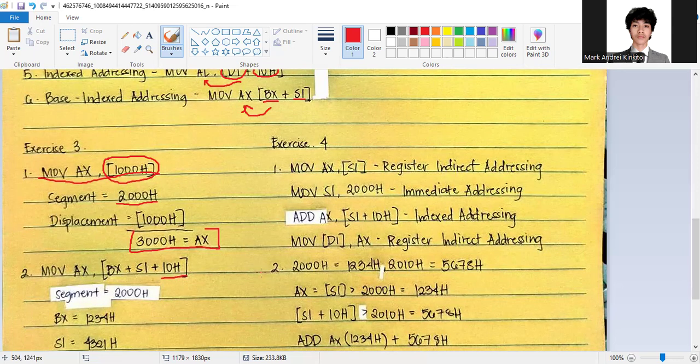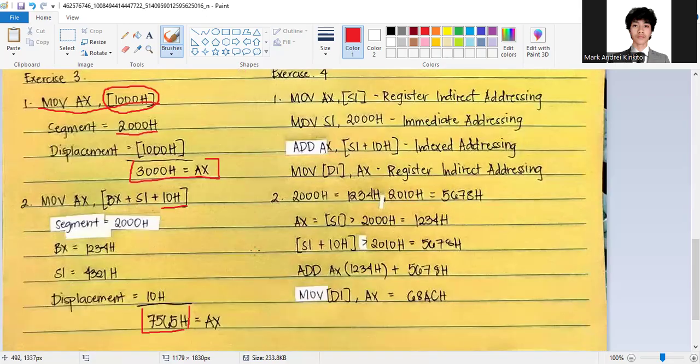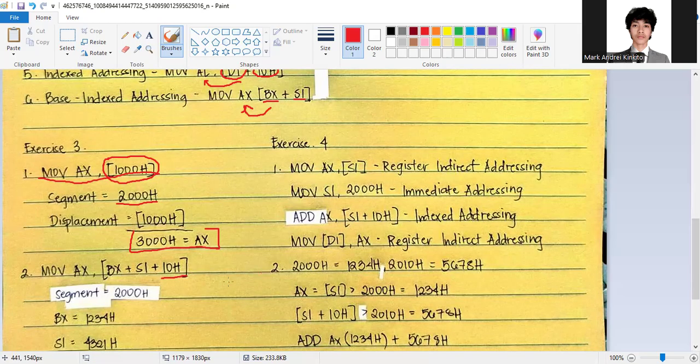So analyze the following snippet and answer the following question. For number 1, we're going to identify the addressing mode used in each instruction. This is the entire snippet, and for each line, we're going to identify which addressing modes are used.